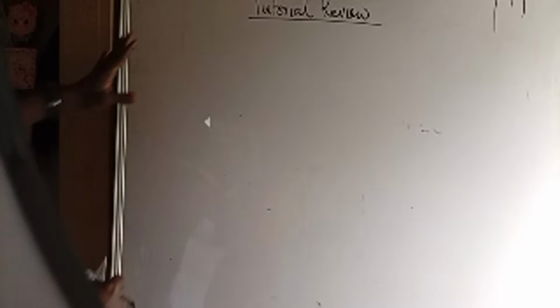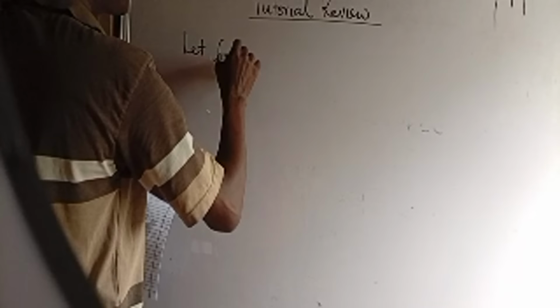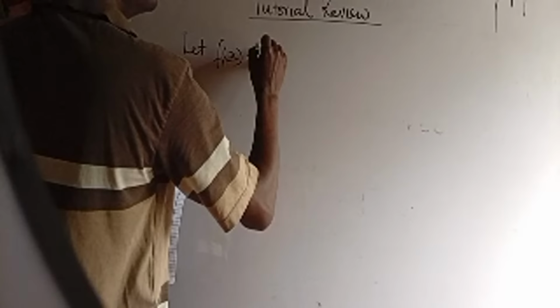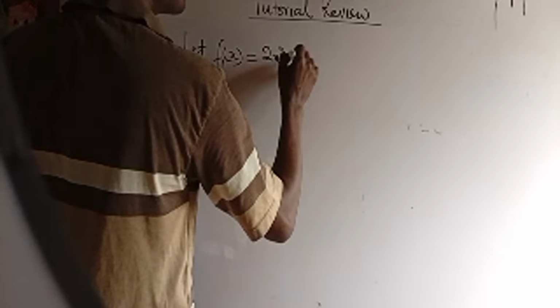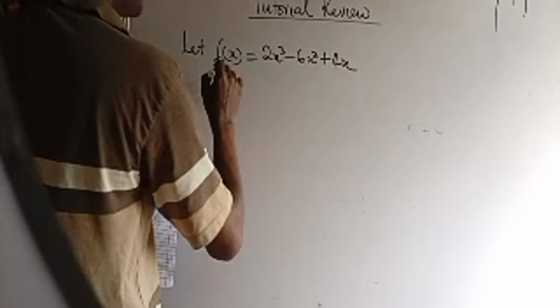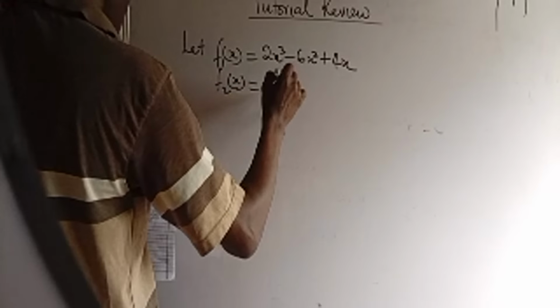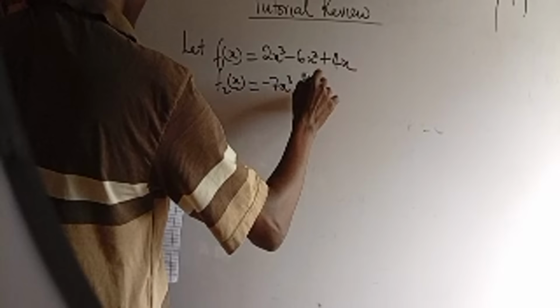Now, the next question, we haven't done that. We have been able to understand what we mean by a factor of a polynomial. Now, let's talk about addition and subtraction of coefficients of two polynomials. Suppose let's say f1 of x equals 2x cubed minus 6x squared plus 4x, and let f2 of x be minus 7x cubed plus 3x minus 9.